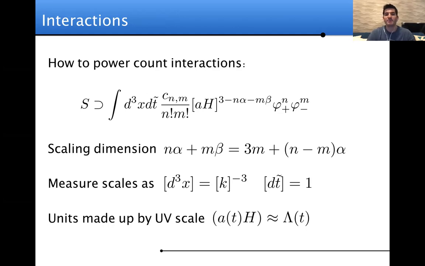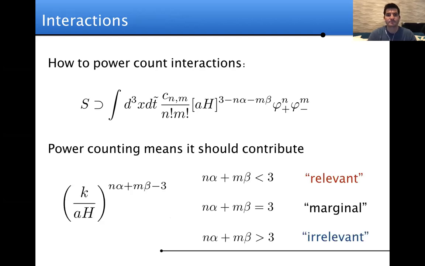And so we now make up the dimensions of this action using the only scale left in the problem, which is the inverse comoving horizon, aH. So if I make up the dimensions, I have some dimensionless coefficient C, and this aH to the power 3 minus n alpha minus m beta. In this way of writing the action, we would expect a correction to scale like k over aH to the n alpha plus m beta minus 3. That's the power counting you would expect given the scaling behavior of this operator.